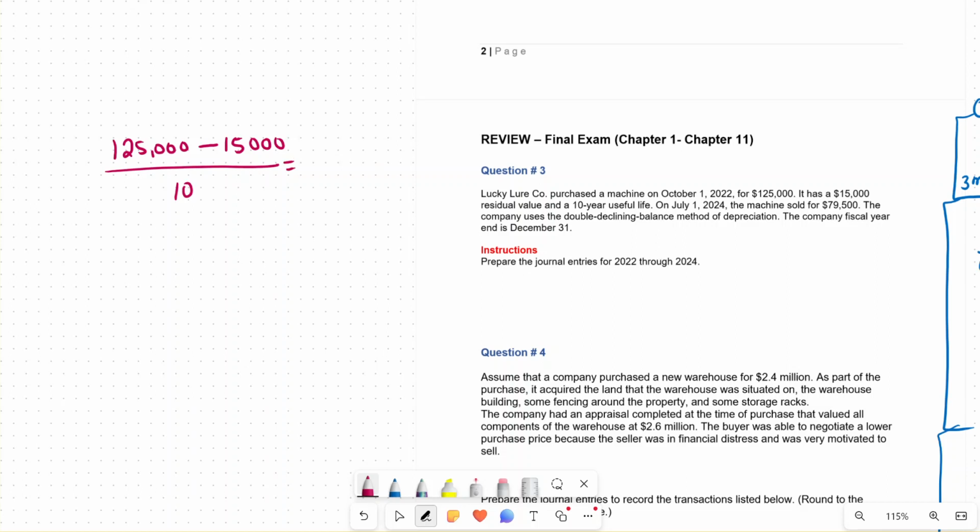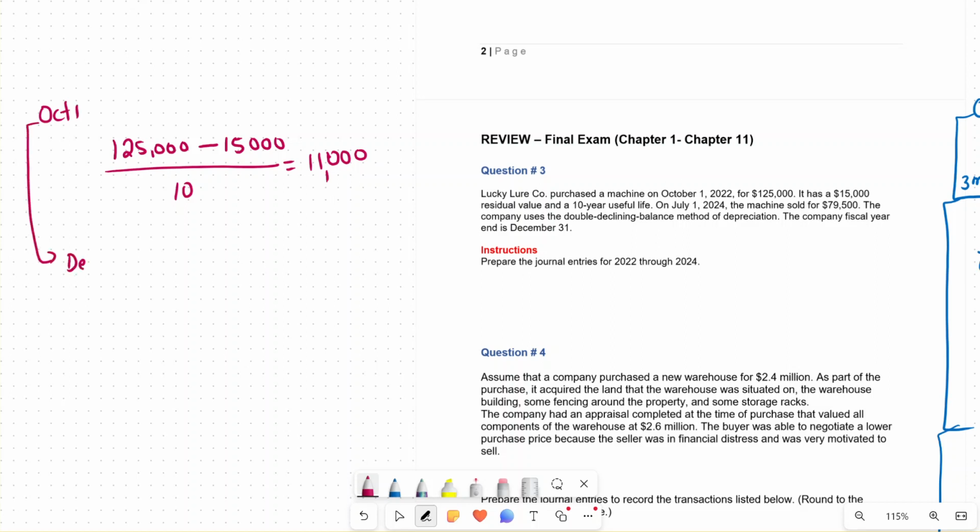And in this case, the depreciation every year you will do is 12,500 minus your 15,000 divided by 10. Sorry, 12,500. I don't have the number, I'm just trying to work it out. Divided by 10. So every year they will do a depreciation of 11,000, but we purchased the asset on October 1st.